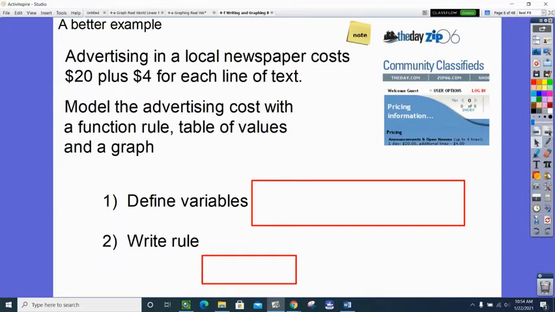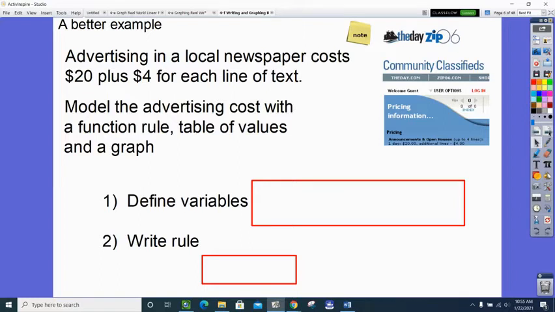Okay, so let's do a better example together. We'll do this one together. I'll let you practice one out of the book, and then we'll be good to go. All right, so advertising in a local newspaper, in this case the New London Day, costs $20 and $4 for every line of text.